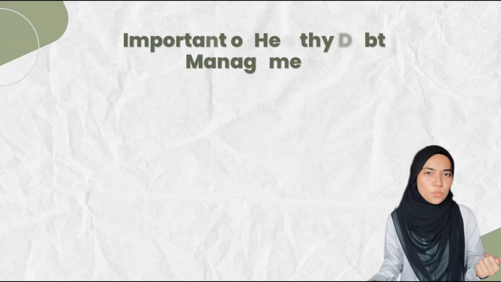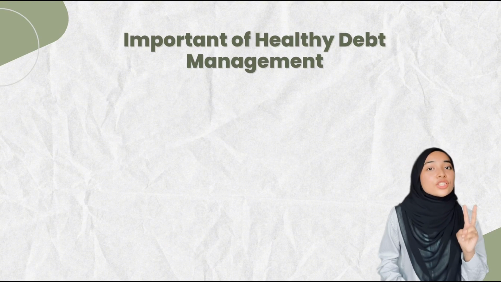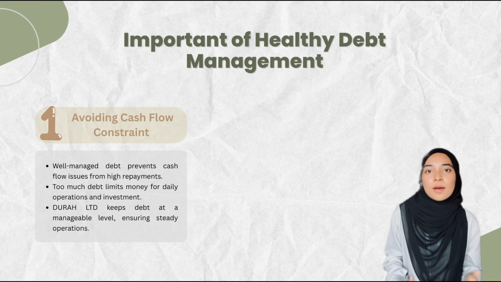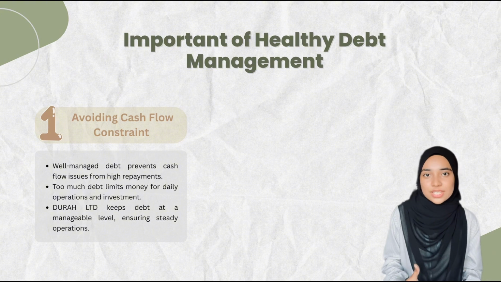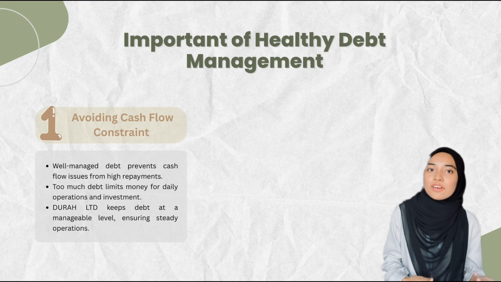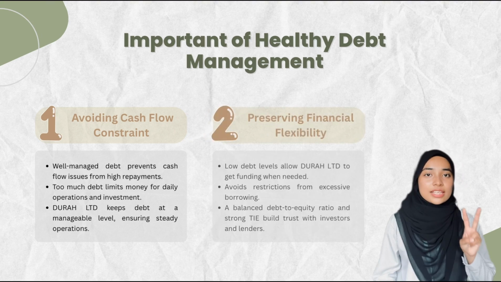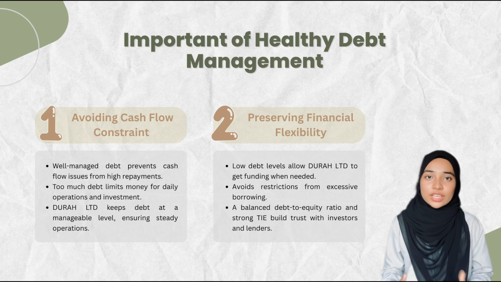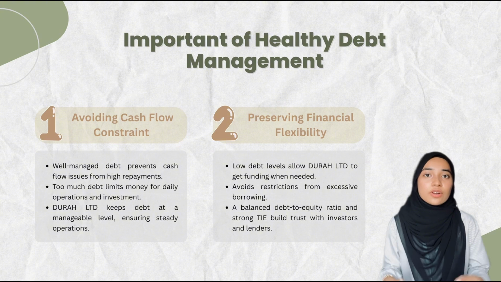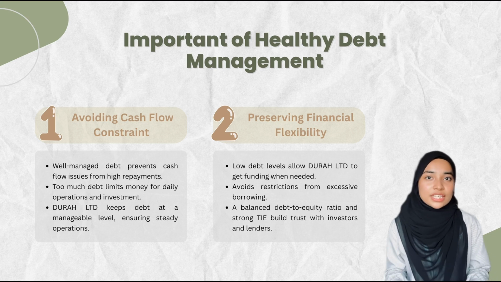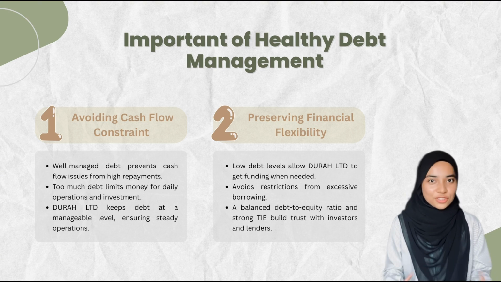So next, do you guys know why healthy debt management is important? There are 2 key reasons. 1. Avoiding cash flow constraint. Too much debt can eat up a company's income through loan repayments and interest. But DURAH LTD keeps its debt at manageable levels, so there's still enough cash for operation and growth. The second point is preserving financial flexibility. Excessive debt makes it harder to get funding later. But by managing debt wisely, as we've seen through their ratios, DURAH LTD builds trust with investors and lenders. This gives them flexibility to invest in opportunities and plan for the future.